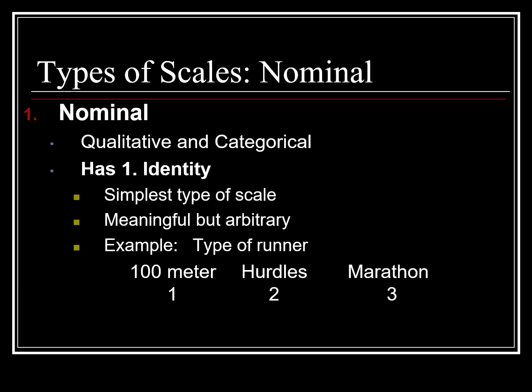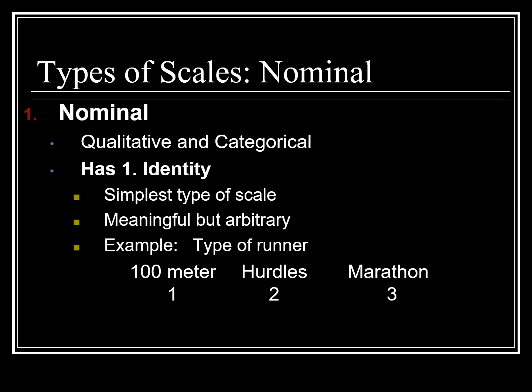So let's go through each one of the types of scales. A nominal scale is literally identity alone. It's a qualitative scale generally, and it's a categorical scale. So it's the simplest type of scale. It's meaningful but arbitrary. So for example, types of runners. 1 equals a 100-meter runner, 2 equals a hurdle runner, 3 equals a marathon runner. It gives us qualitative information.